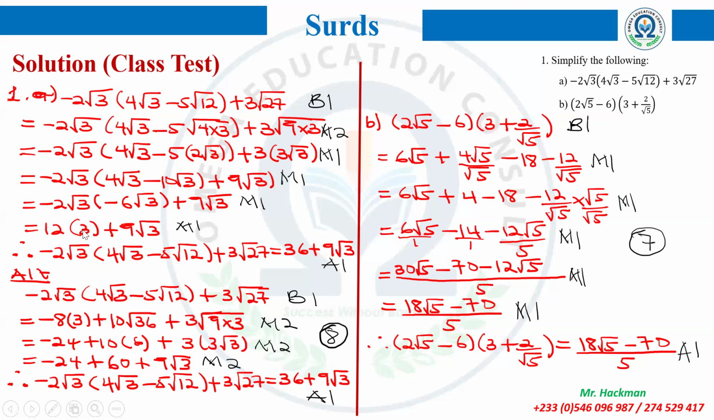Now you know that the next step, when you remove the bracket here, you end at your final answer. So at that step, you have your conclusion drawn. So this time, this will give you 36 plus 9 roots of 3. So that will give you A1.